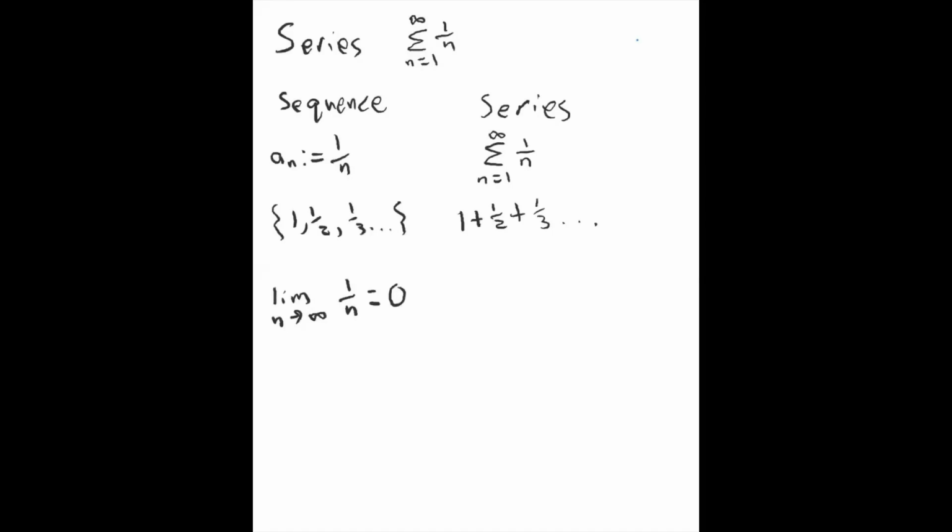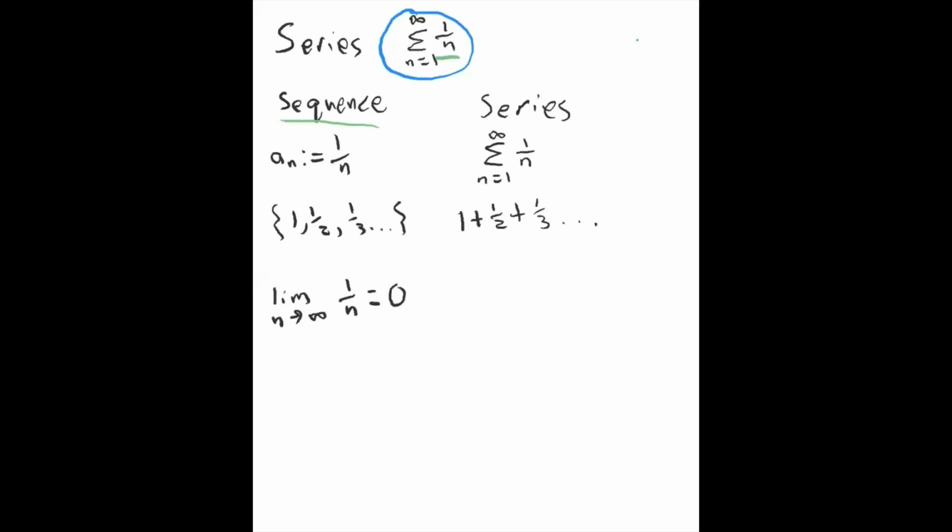The first thing to understand when working with series is the difference between a sequence and a series. A sequence is a set of numbers. For example, the sequence a(n) equals 1 over n is equal to a set of numbers 1, 1/2, 1/3, 1/4, and so on.